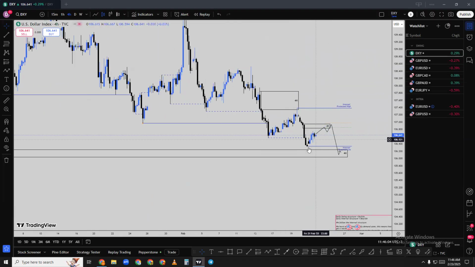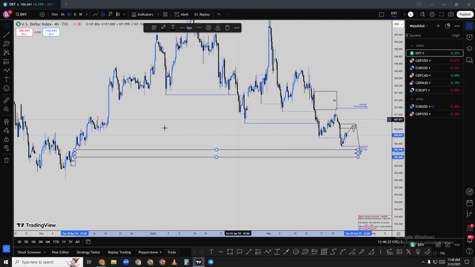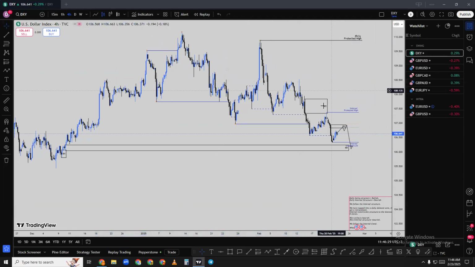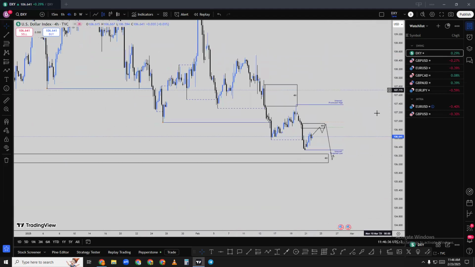All right, but my expectation is for the 4 hours internal structure to be maintained until we mitigate the 4 hours unmitigated zone, and then from there we can buy the market all the way to the upside. So yeah, that is how the DXY is looking.